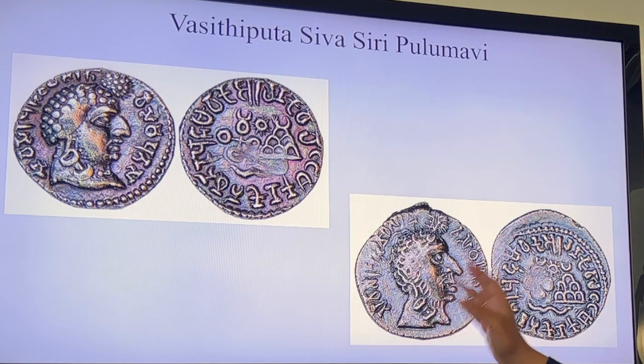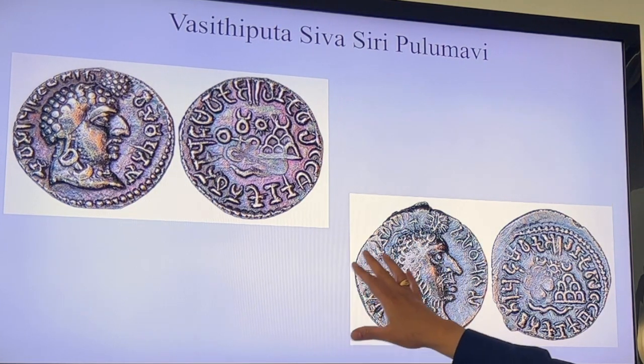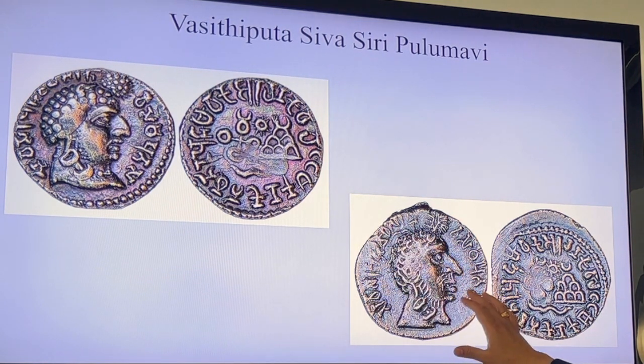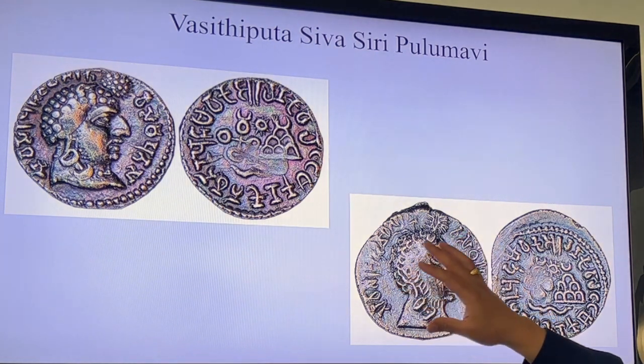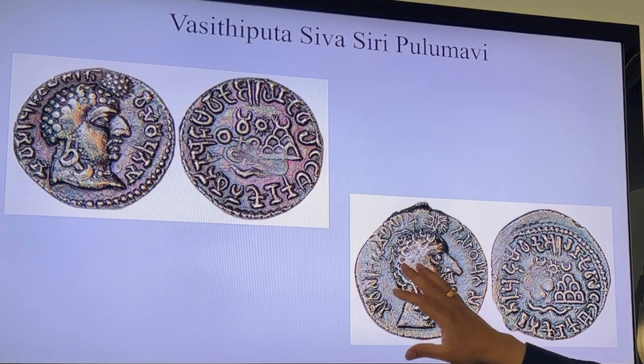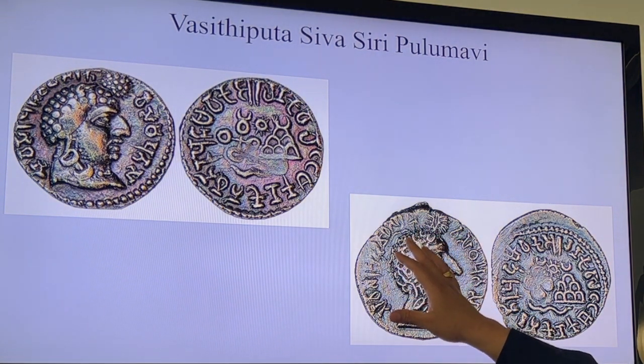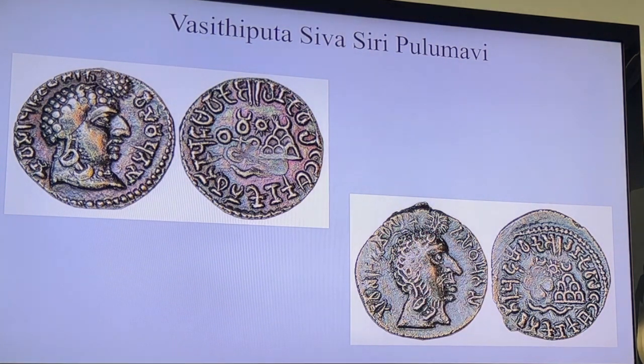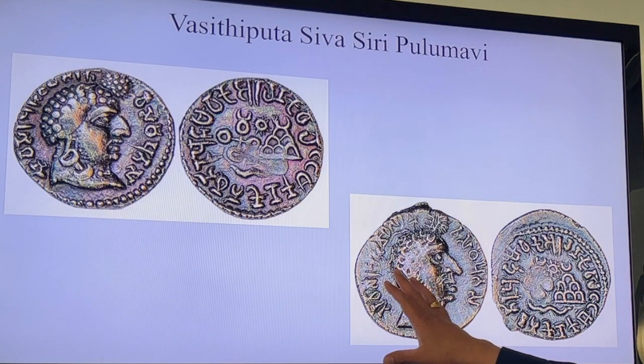So Vasishtiputra Sivasri Pulumavi is, again, you can see that there is a certain degree of difference in execution. I must confess that I find Sivasri Pulumavi's coins the best executed of the lot. In terms of actual representations, and even the condition in which they survive, they are rare, but whatever survives is in good condition. So it's quite plausible.